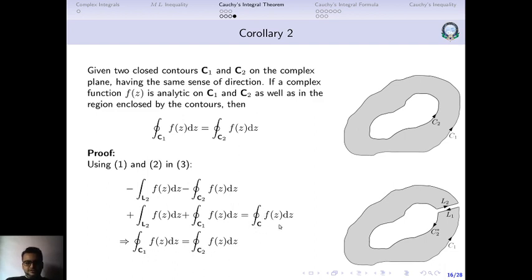Why is that so? Because this is going to be equal to 0. Why is it 0? Because this is the complete closed loop. The function is analytic at all points on this total closed loop C, and it is also analytic everywhere in its interior. So over this closed loop C, Cauchy's integral theorem is valid. By Cauchy's integral theorem, because it is analytic in the interior and on this closed loop C, this is going to result in 0. So as a result, we have this, which completes the proof for the second corollary of Cauchy's integral theorem.